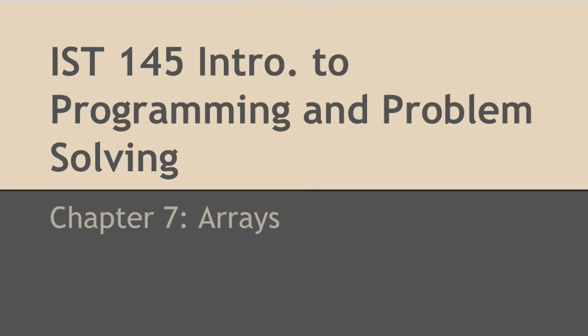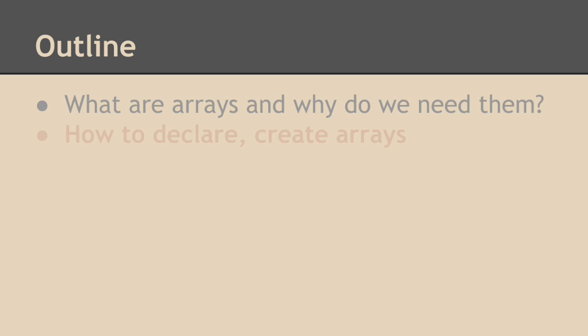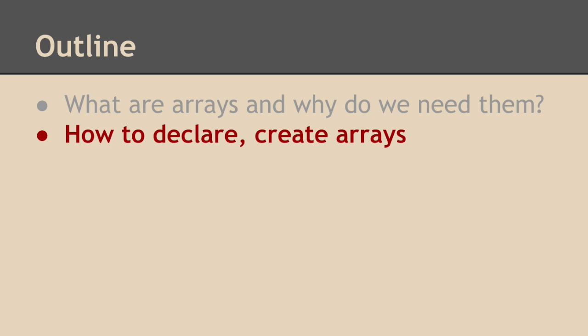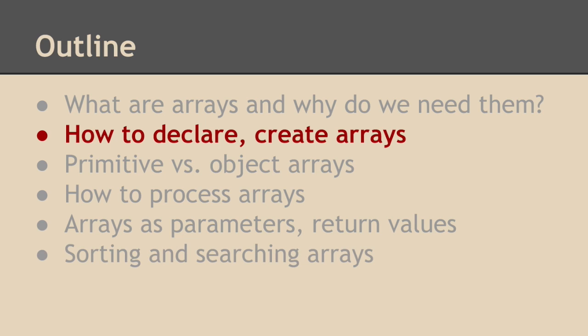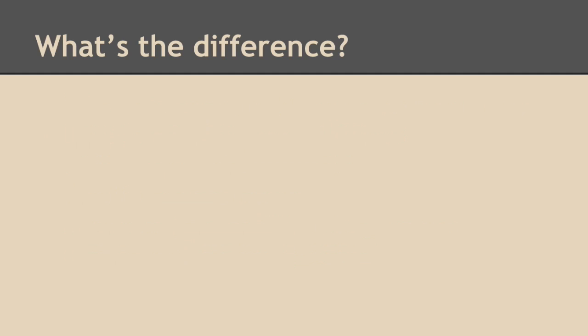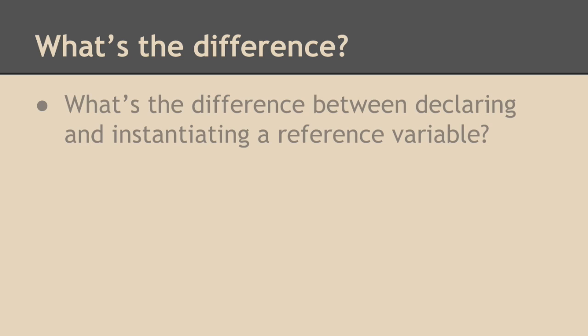Welcome back. This is the second video for Chapter 7, on Arrays. And in this video what we're going to do is look at how to declare and create arrays. In later videos we'll talk about primitive versus object arrays, how to process them, using them as parameters and return values, and sorting and searching.